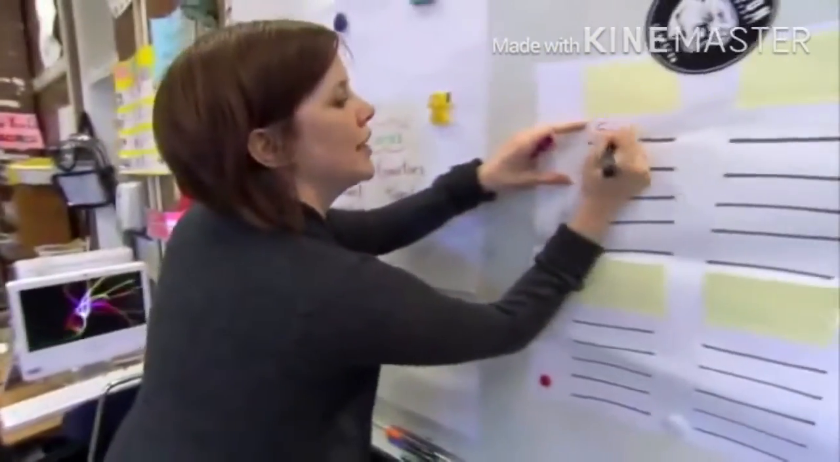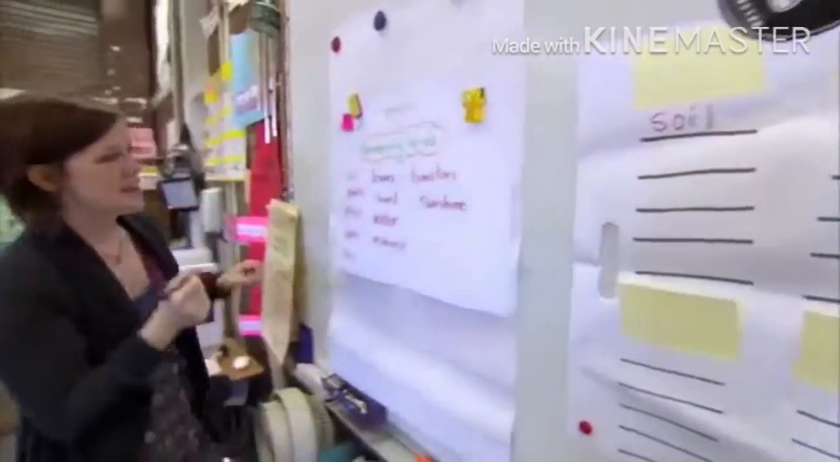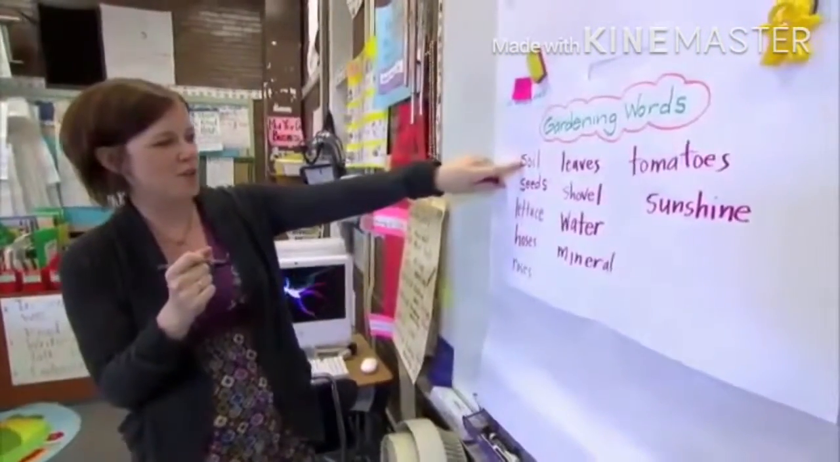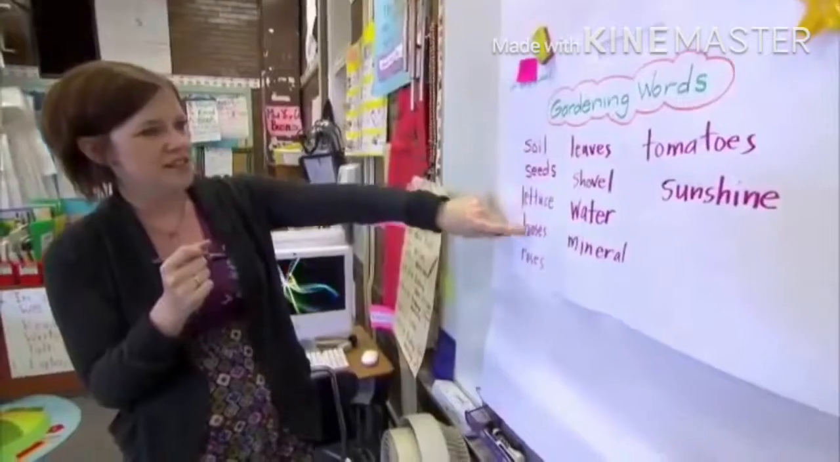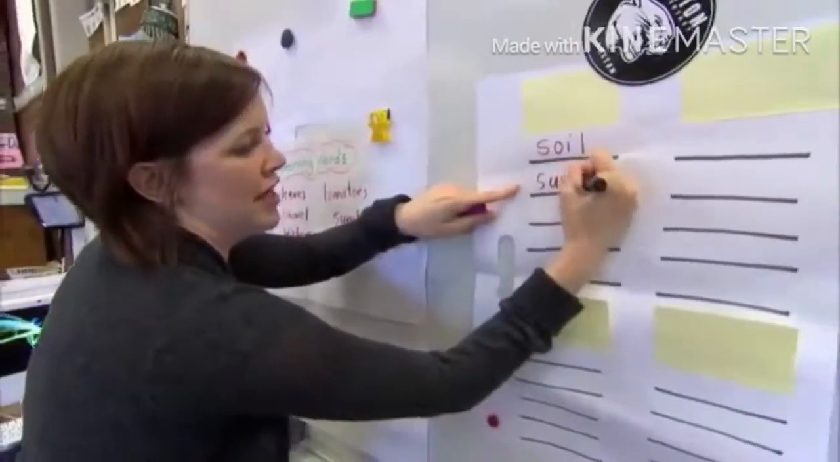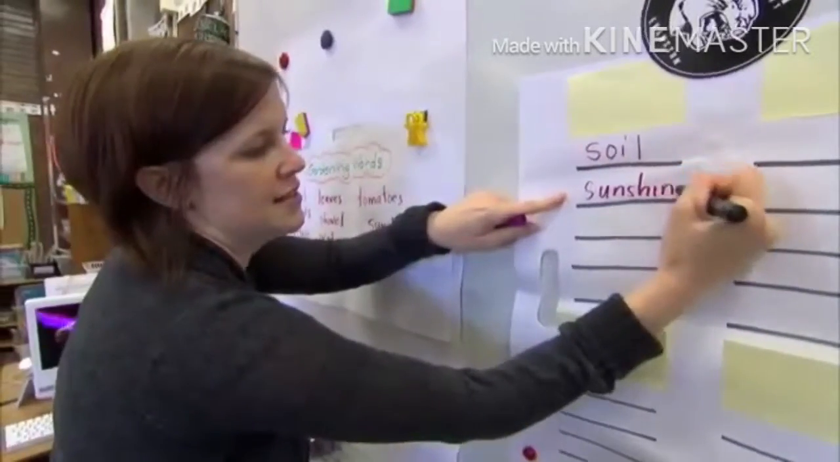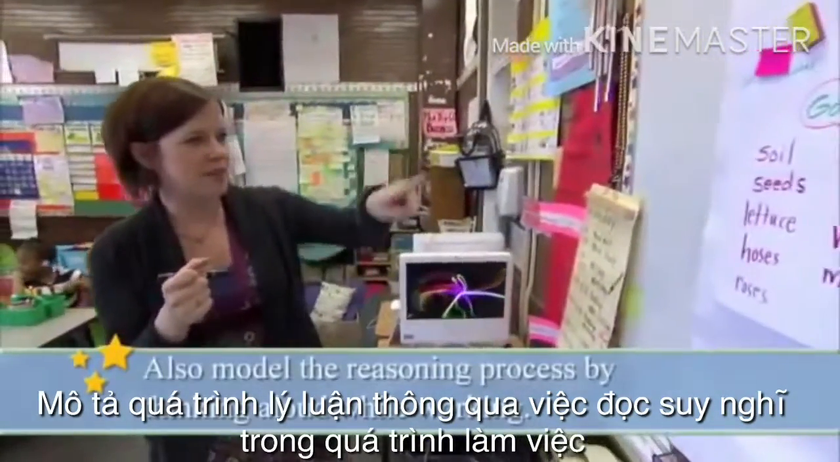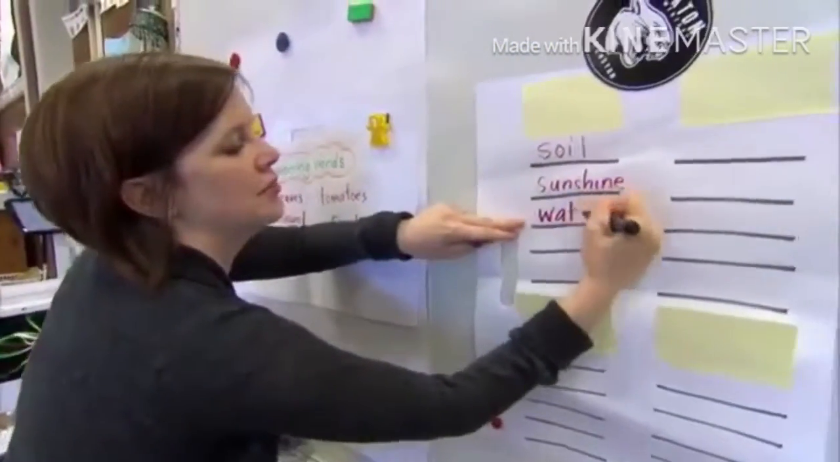I'm going to put it here. Soil. And let me think of some other words that go with the word soil. I'm going to put sunshine because I'm thinking about things that plants need, soil and sunshine. Let me look at the list and see what else plants need. Water. I'm going to put water over there too.